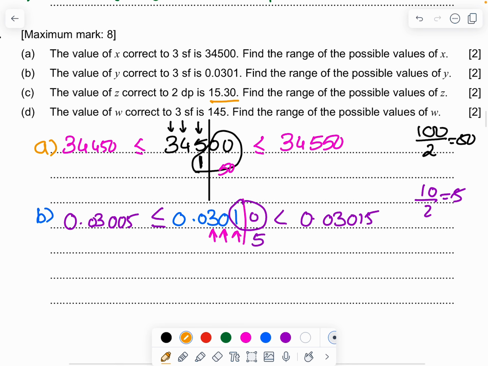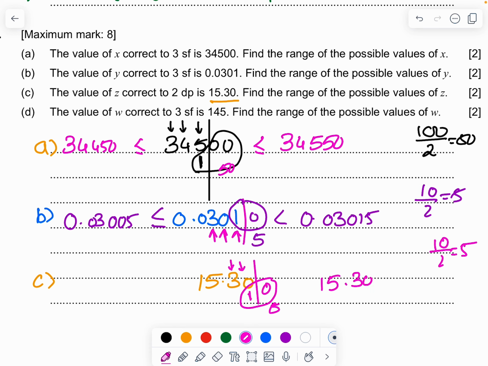Next one is 15.30. Two decimal places. First decimal place, second decimal place already over. So what am I going to do? Make this 1 and write 0. 10. 10 divided by 2 is 5. Add 5 to the last digit, subtract 5 from the last digit. So it becomes 15.305, and 15.300 minus 5 is 15.295.